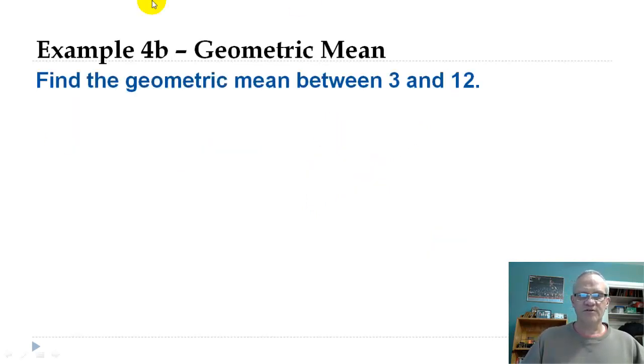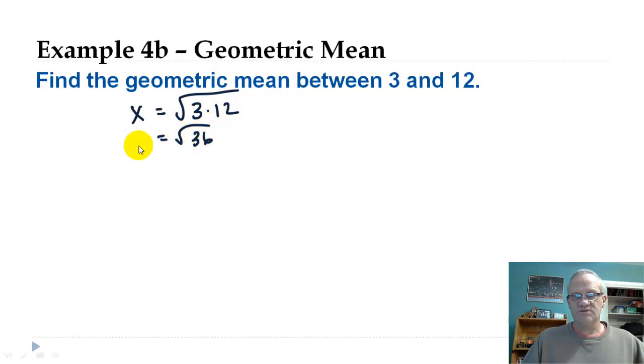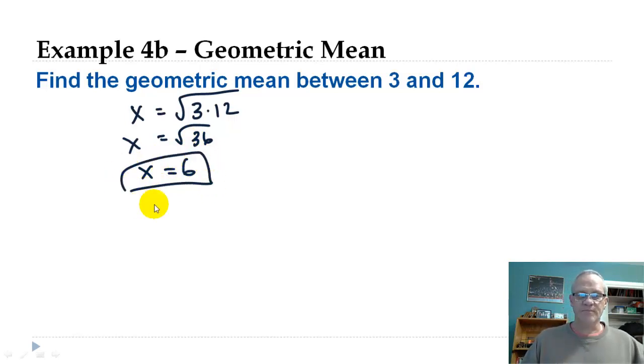How about this one? Find the geometric mean between 3 and 12. So let's just do the formula this time. Geometric mean would be what? X would have to equal the square root of 3 times 12. Again, you could multiply those together, then take the square root, or you could take the square root of each one separately and try to simplify like we were doing here. 3 times 12 is 36, so that'll be kind of easy because the square root of 36 is 6. So we got 6 again. Wow, 6 is coming up a lot this time.